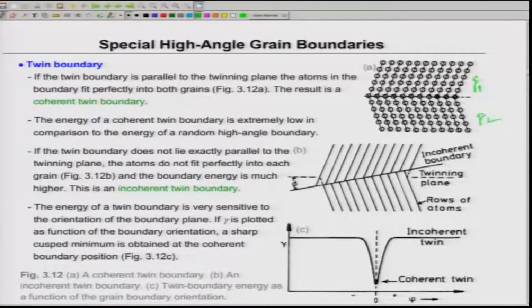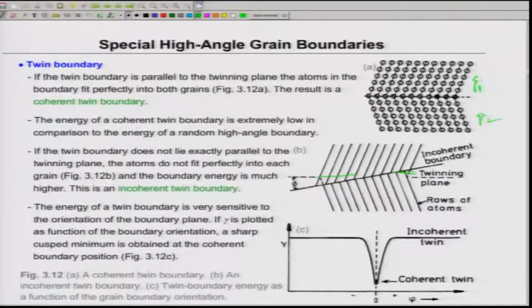One such thing is shown here. You see a twin boundary is here, this is a twin plane, okay. This is the twin plane, twinning is shown, and the boundary is somewhere, a solid line, this is the boundary. So, therefore, the twin plane and the twin boundary are not the same, they are at an angle to each other. That angle is given by phi. Now, in such a case what happens?